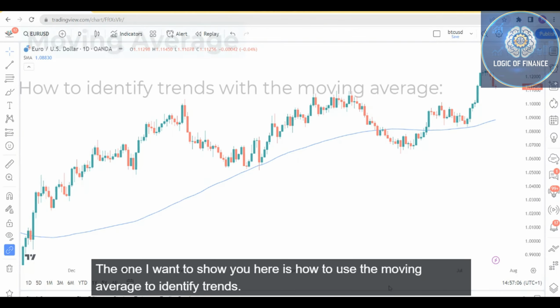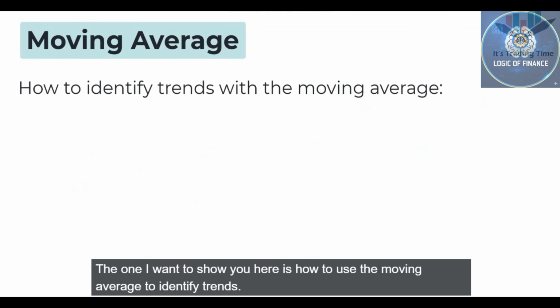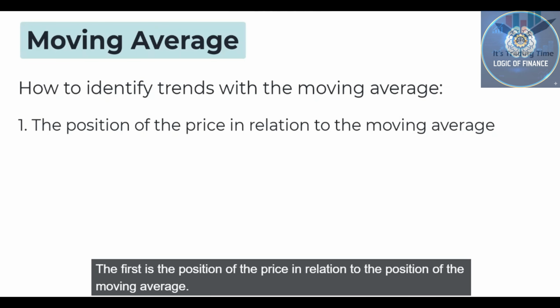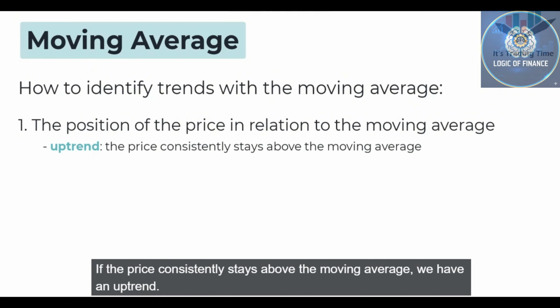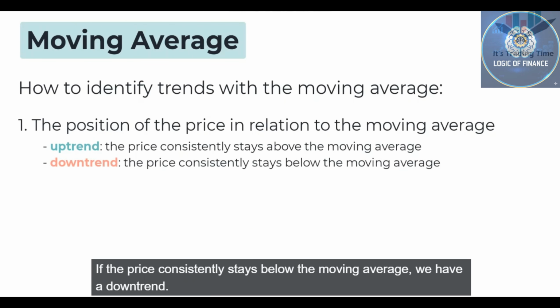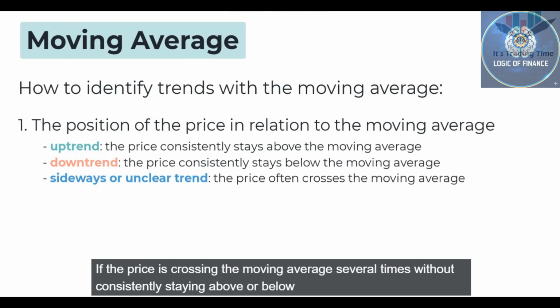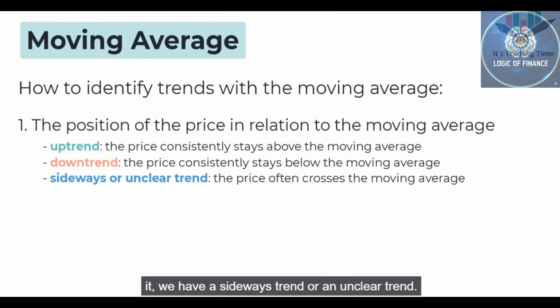The one I want to show you here is how to use the moving average to identify trends. There are two very powerful criteria to define a trend using the moving average. The first is the position of the price in relation to the position of the moving average. If the price consistently stays above the moving average, we have an uptrend. If the price consistently stays below the moving average, we have a downtrend. If the price is crossing the moving average several times without consistently staying above or below it, we have a sideways trend or an unclear trend.